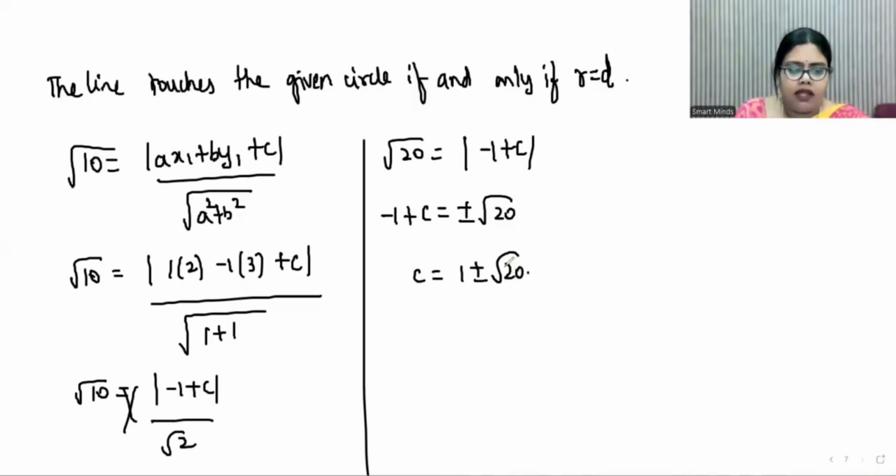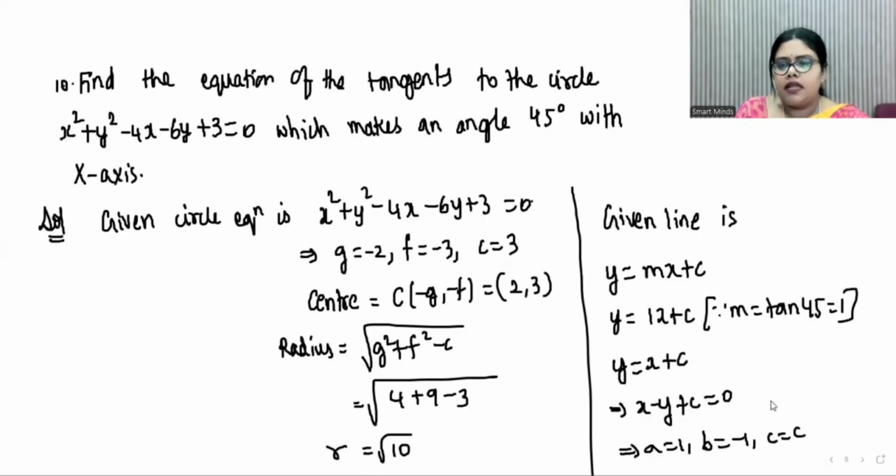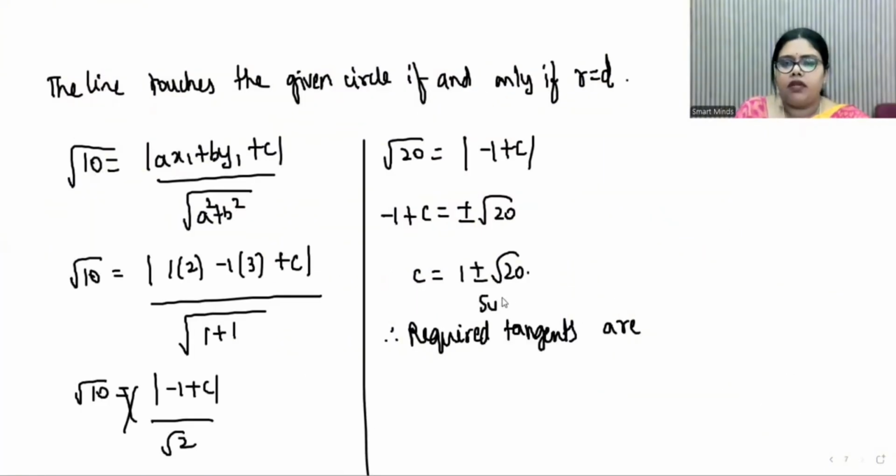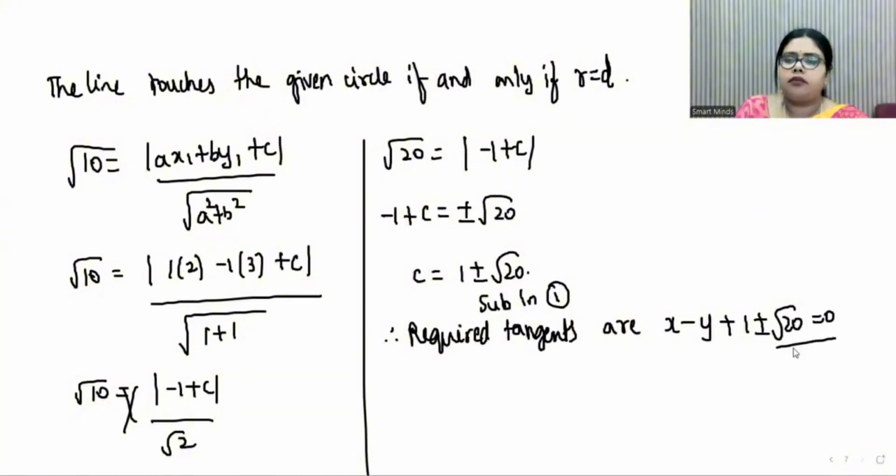Okay, you got the c value. So what are the required tangents? Therefore, required tangents are, take this equation as equation number 1, substituting in 1 now. So you will get x minus y plus 1 plus or minus root 20 is 0.